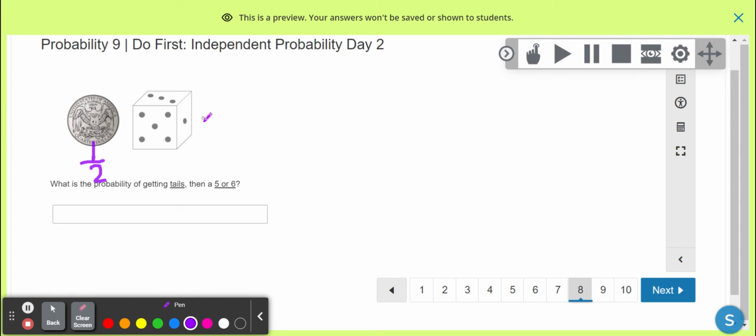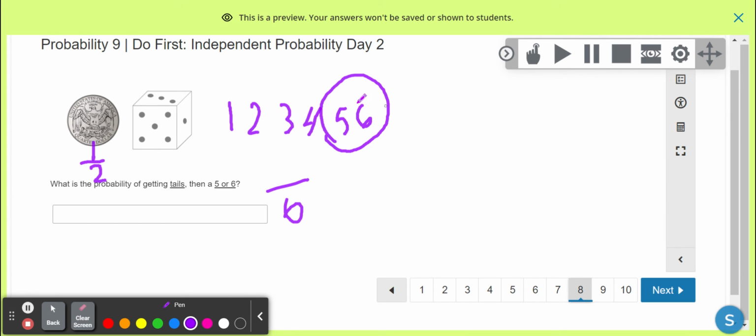Then a 5 or a 6. I'm going to write out all the numbers on the dice. All right, so there's 6 total sides on the dice. 5 or 6 is these 2 numbers out of all 6 sides. So 2/6. So we would do 1/2 times 2/6 to get our final answer.